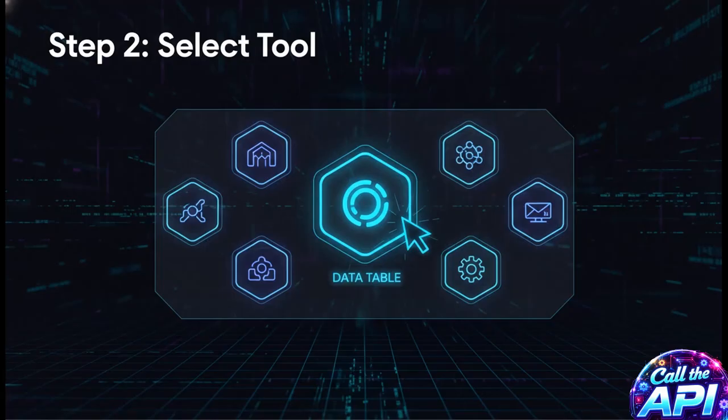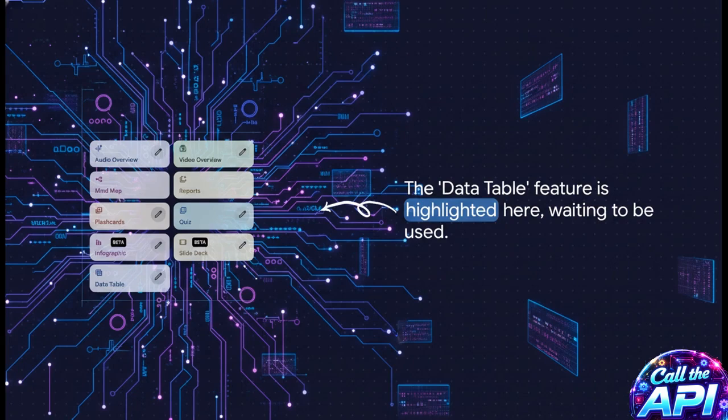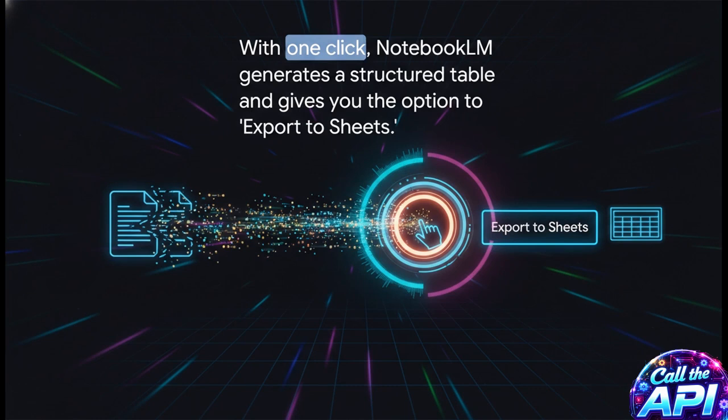All right, for step 2, your eyes are going to go to the Studio panel. This is where you'll find a bunch of handy tools. The one we're looking for is called Data Table. And right there, in that Studio panel, you'll see it, the Data Table option. That's the button that's going to kick off all the magic. And this is my favorite part. It is literally one click.